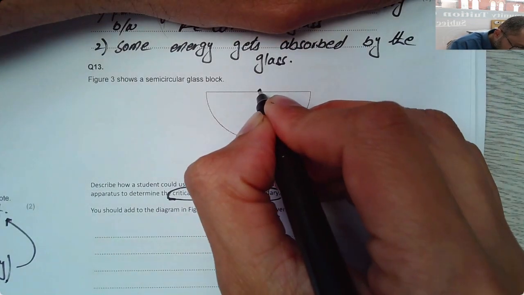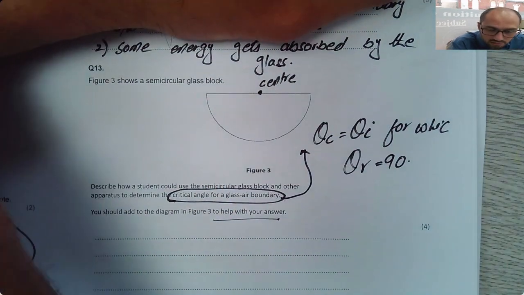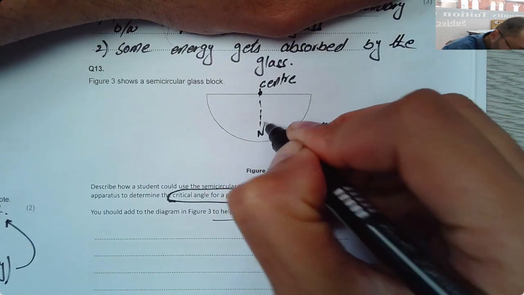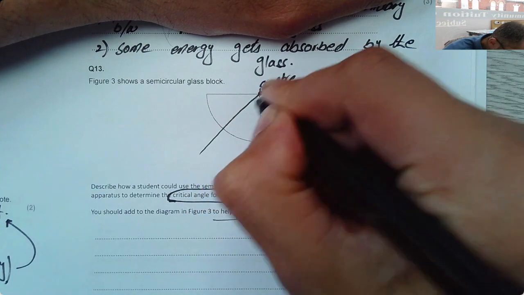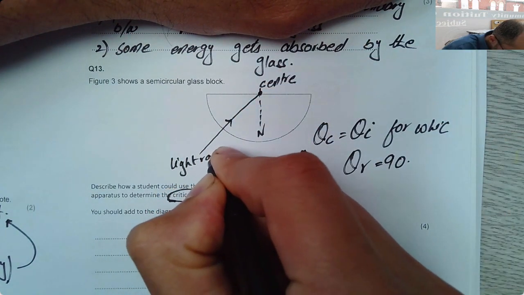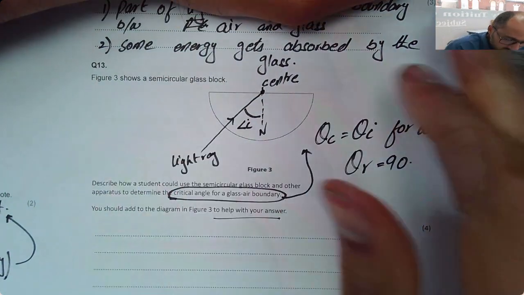So I can say this is my center of the semicircle. And I can draw a normal line here. This is my N. And from here along the radius I will then shine light. So this is going to be light ray. Maybe angle I. I've drawn this much diagram.